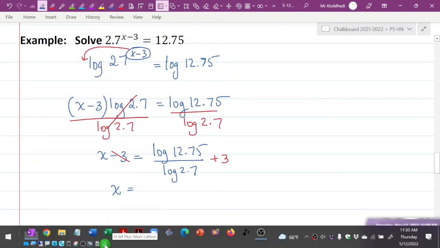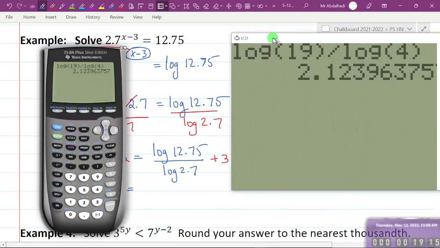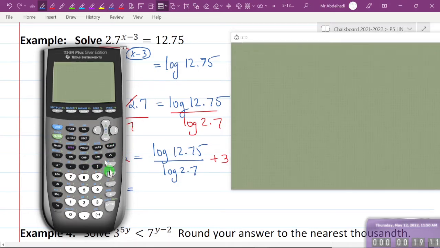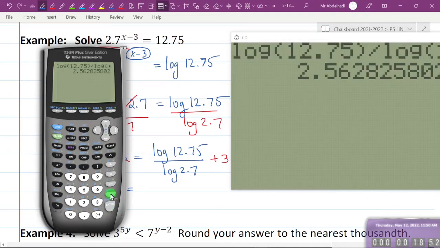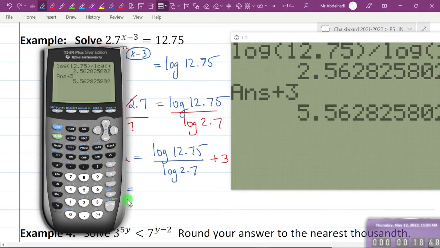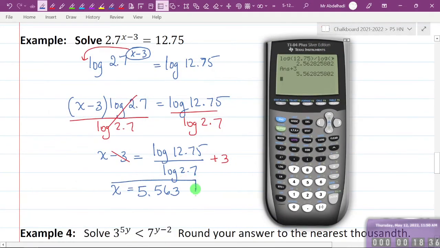So I'm going to grab my calculator. Log of 12.75 divided by log of 2.75. Once I get that, I have to add 3 to it. So I'll just hit enter just to make sure it doesn't divide by the 3 and add 3. And what I'm getting is 5.5628, so 5.563. Now, do I need to check my answer for domain restrictions? No, because this is an exponential and the domain is all real numbers.